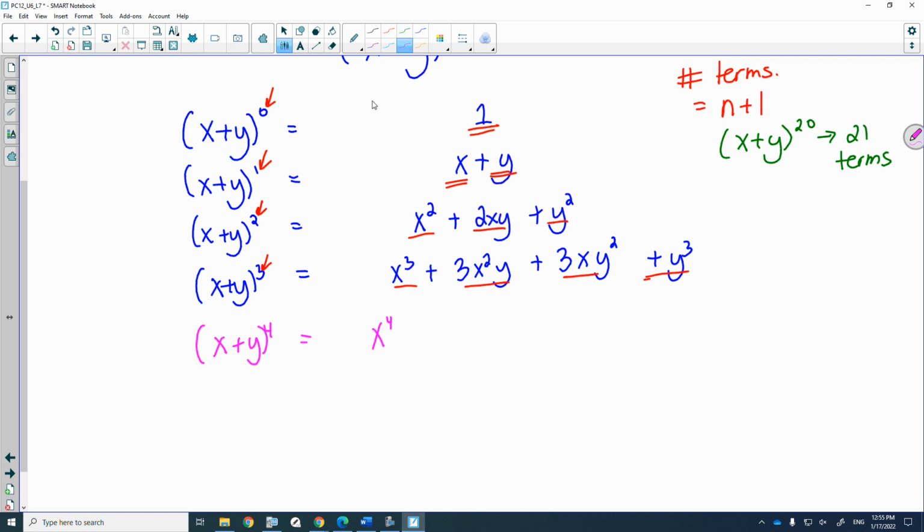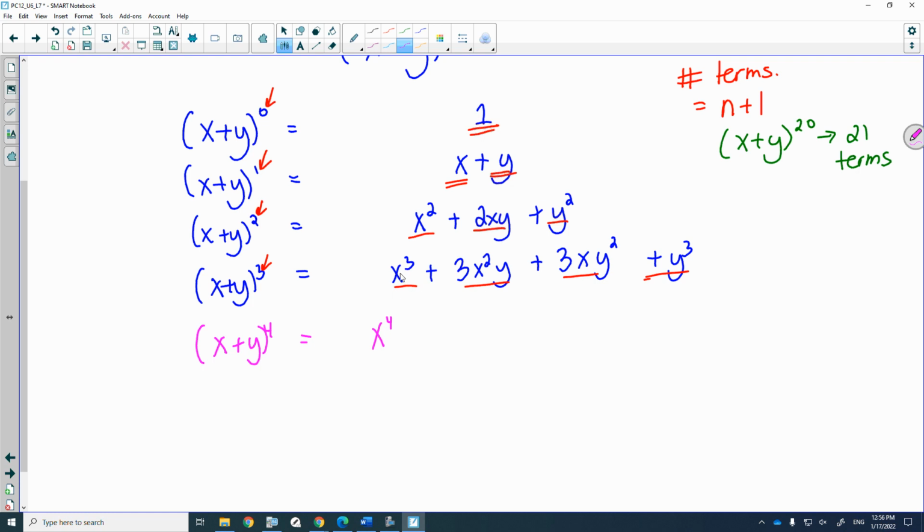So watch this. We have x to the 3, x to the 2. This guy would be x to the 1, and there's an invisible x to the 0 here. x to the 2, x to the 1, there's an invisible x to the 0. So for my expansion of x plus y to the 4, the first term is going to have x to the 4, then we're going to have x to the 3, x to the 2, x to the 1, x to the 0. Watch what happens to the y's.